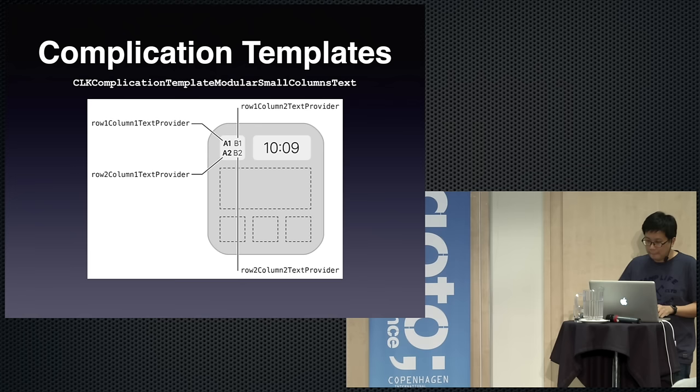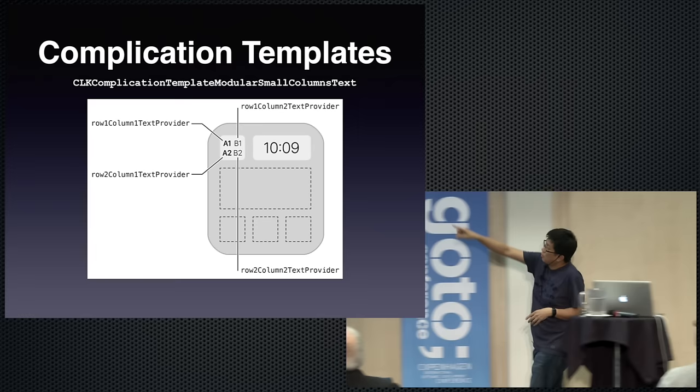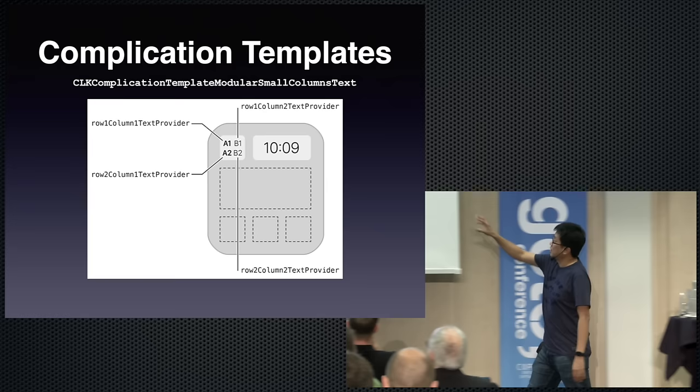And this is one example. So for example, if you selected complication template modular small columns text, this is what you get. In this case, you can display your data in 2 rows and 2 columns. So inside this particular placement template, you have 4 text fields for you to display your data.